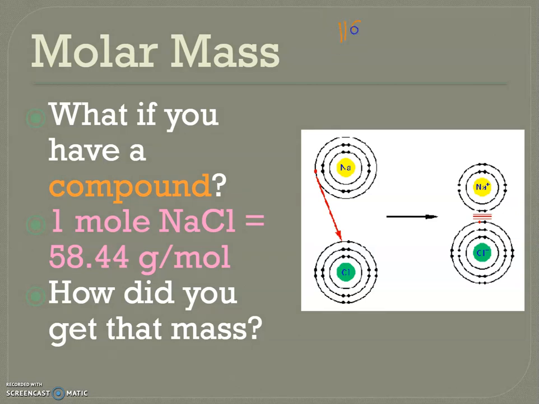We have 118 elements, but we have over 4 million compounds. So how can we figure out the mass of any of those? What we do is we take a look at the formula of the compound. NaCl is going to have a molar mass of 58.44 grams per mole. How did you get that mass? How do you get NaCl? It's 1 Na and 1 Cl, and they bond together.